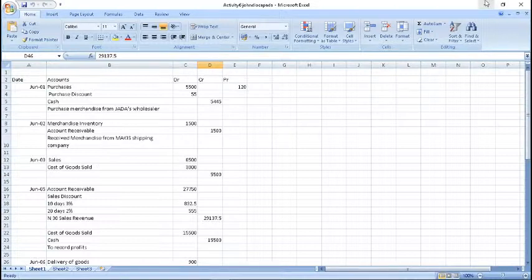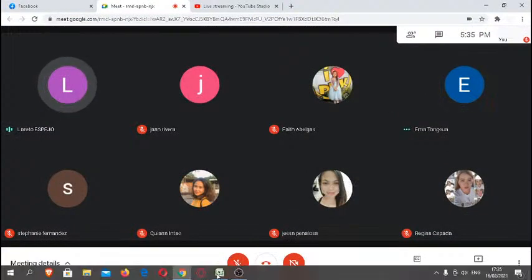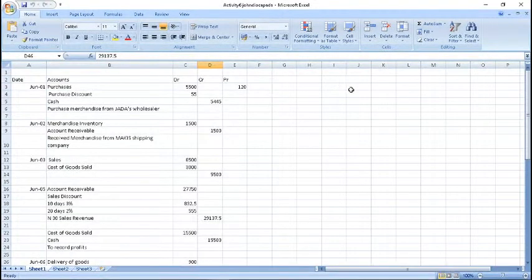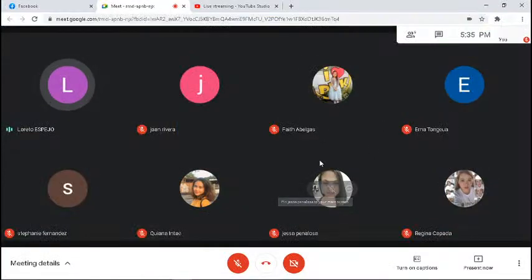Okay. So the answer should be a debit to purchases. So please take note of the answer. A debit to purchases, 5,500, and a credit to accounts payable, 5,500. If you're going to look at the transaction on June 1, it's a purchase of merchandise. So I specifically told you yesterday that whenever there's a purchase of merchandise, we are going to use the term purchases to record that transaction. So we have a debit, that's why the journal entry will be a debit to purchases and a credit to accounts payable.